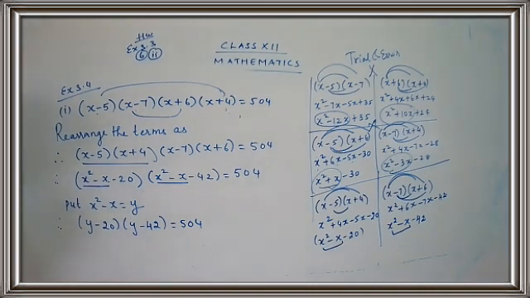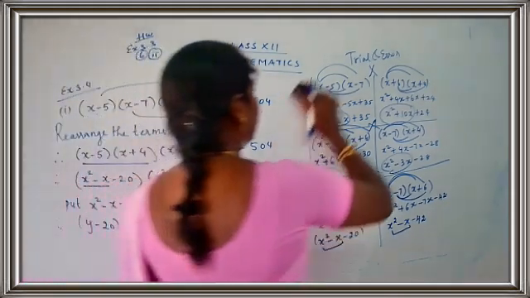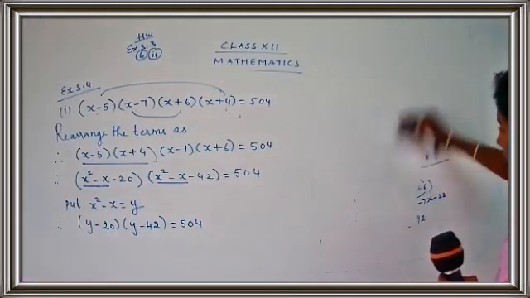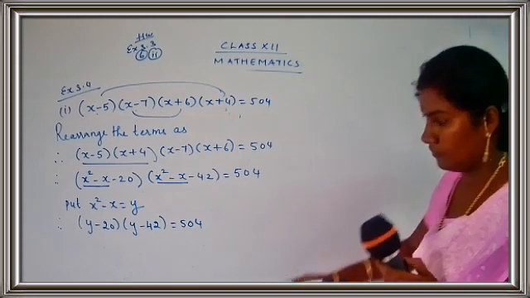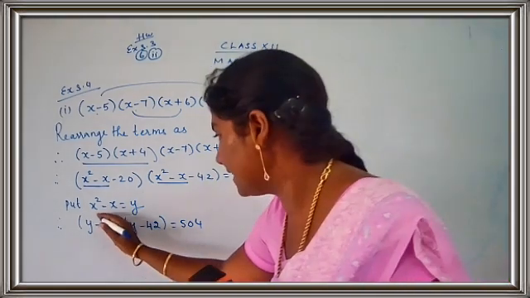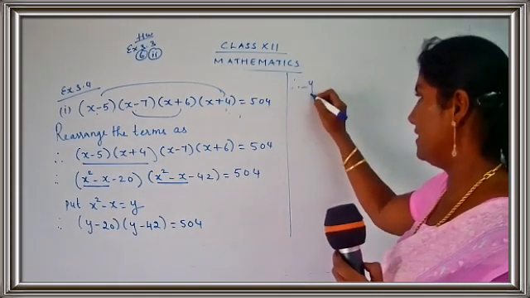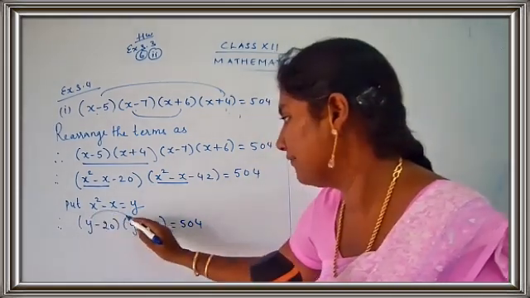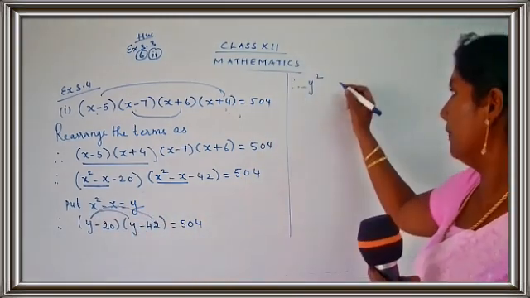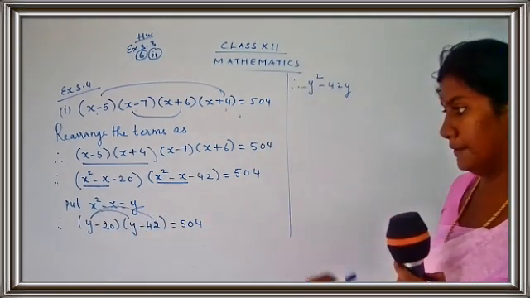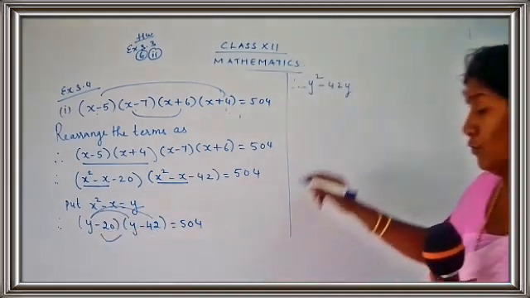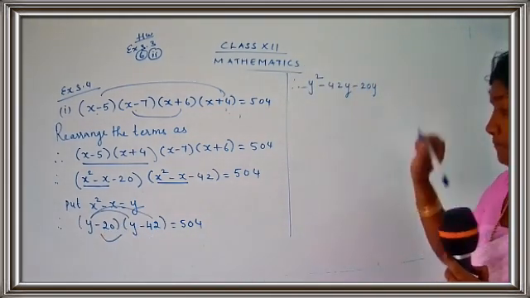You have y minus 20, y minus 42 is equal to 504. So we are going to multiply this now. I'll do the multiplication over here, children. What do you get when you multiply y into y? y square. Then y into minus 42, minus 42y. Minus 20 into y, minus 20y.